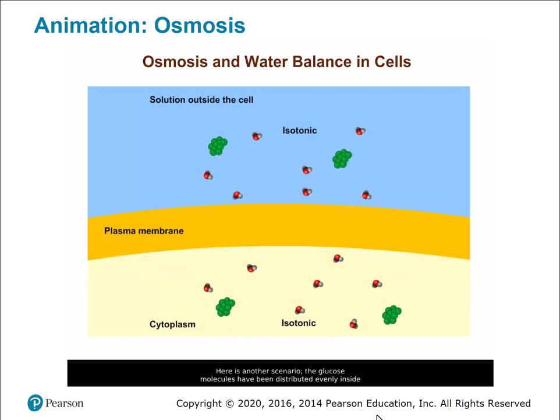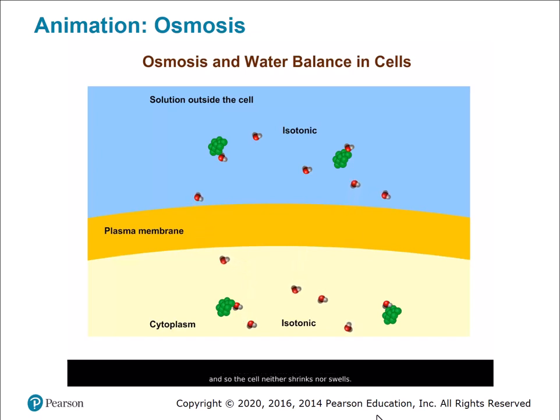Here's another scenario. The glucose molecules have been distributed evenly inside and outside the cell. The cell is in an isotonic solution, where the concentration of the external solution and the cytoplasm are the same. The solute molecules attract water molecules. Since the concentration of solute molecules is equal on both sides of the membrane, the concentration of free water molecules is also the same on both sides. Water flows back and forth across the membrane in equal amounts, and so the cell neither shrinks nor swells.